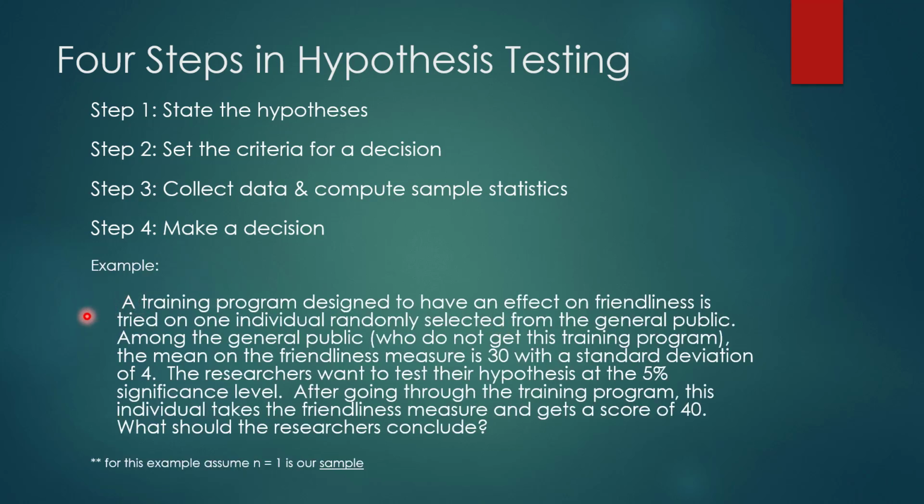Here the example says a training program designed to have an effect on friendliness is tried on one individual randomly selected from the general public. Among the general public who do not get this training program, the mean on friendliness, let's try that again.